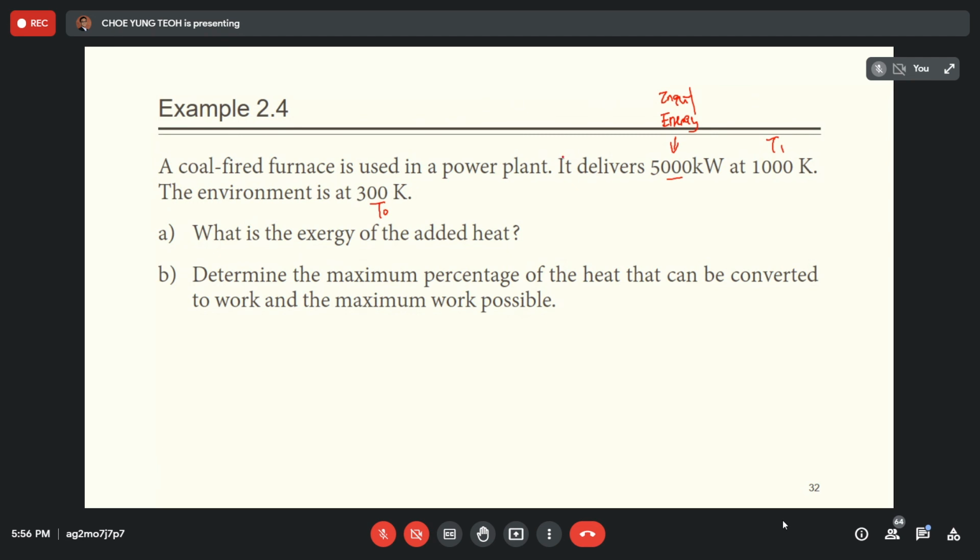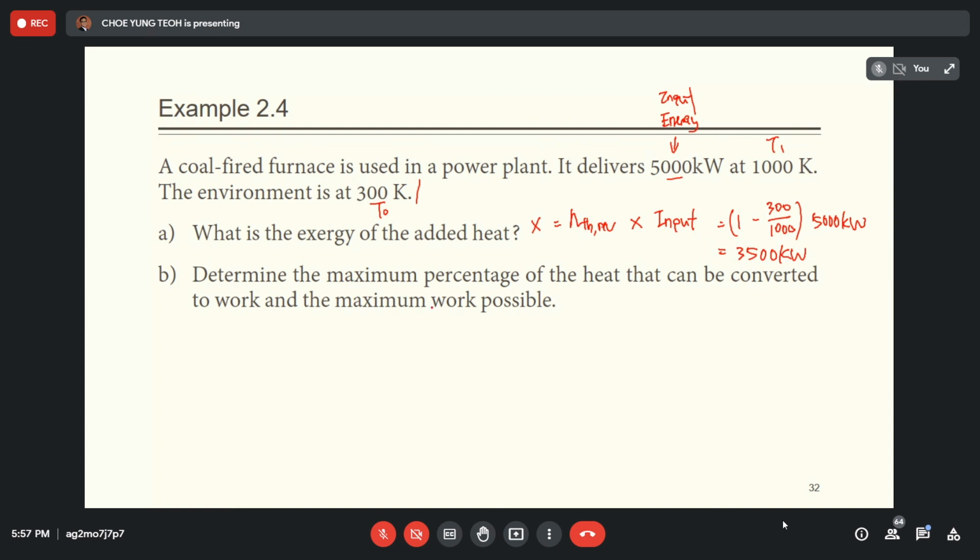So for this case, we need to calculate the efficiency. What's the maximum possible output, which refers to the exergy? Okay, so exergy should be equal to the first law efficiency for a reversible process, multiplied by the input power. The first law efficiency for a reversible process is 1 minus T low over T high, multiplied with the 5,000 kilowatt. Then you will get 0.7, so 3,500 kilowatt. So this is the exergy of this added heat. Okay, input is 5,000, but the exergy is only 3,500, just because of the environment temperature of 300 Kelvin.